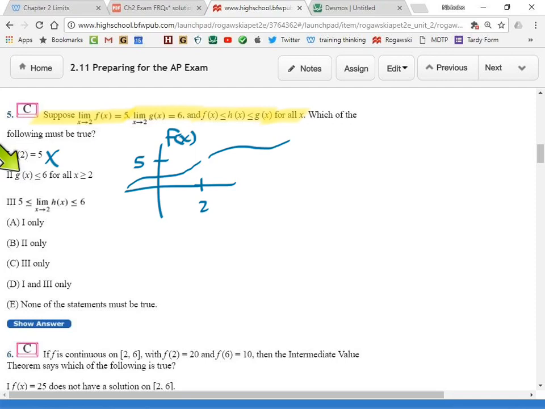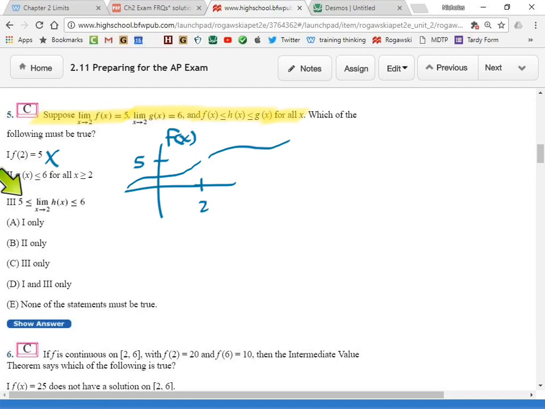Actually, the fact that f is less than 6 or g is less than 6, we don't know that for sure. We do know that g is greater than h and greater than f. We know that the limit at 2 of f is 5, and the limit at 2 of g is 6, but we don't know if all the values of g are less than 6 based on what we're given right here.